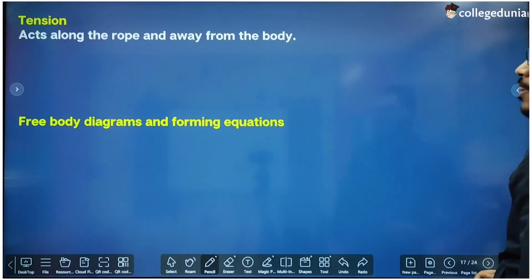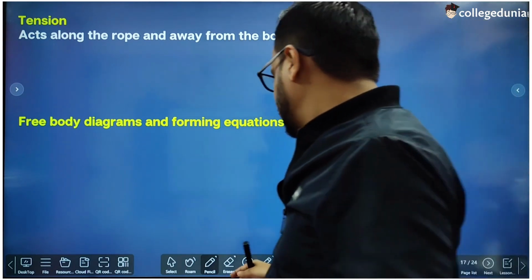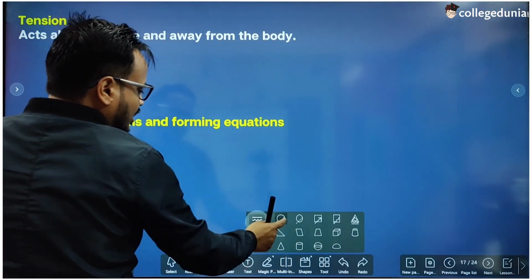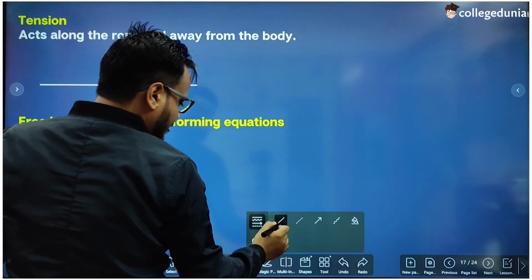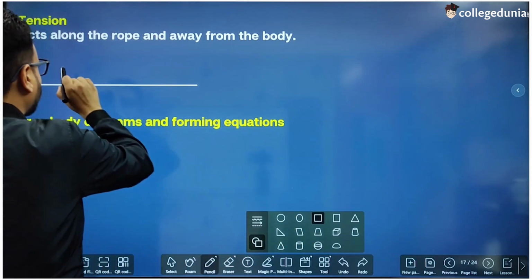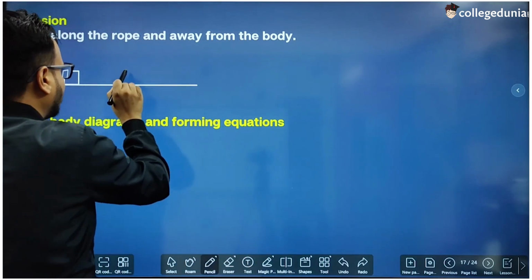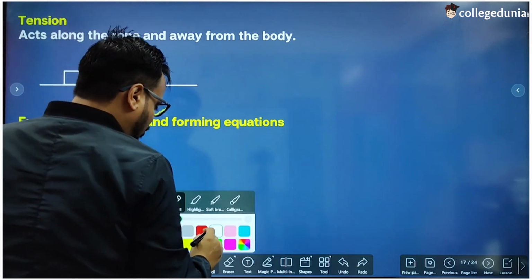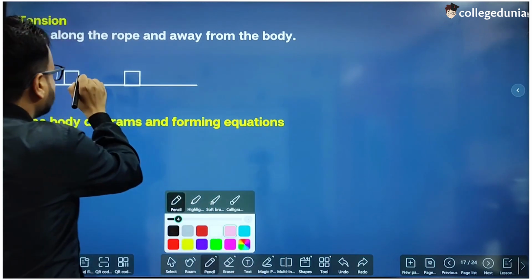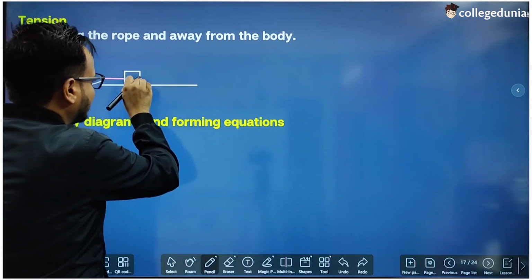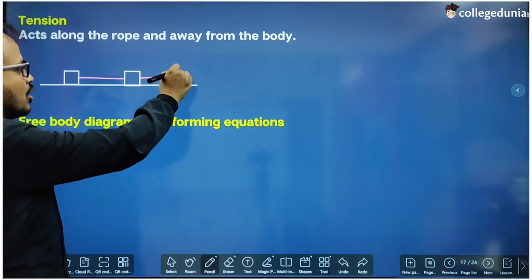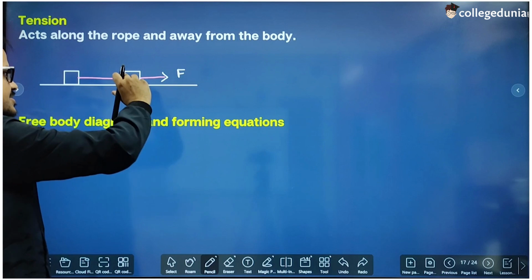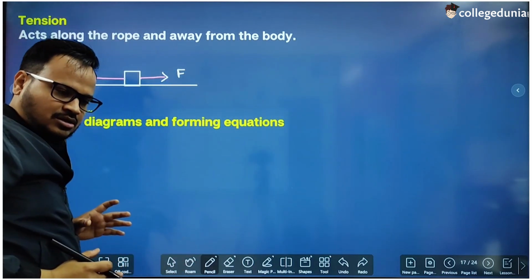The third force is tension. Tension acts along the rope and away from the body. Tension comes in those questions only in which there are ropes involved. For example, now here is a body, and there is another body. Now suppose these two bodies are connected by a rope. And here one more rope is connected. Now if we pull this rope with force F, whole system will accelerate in this direction, right?